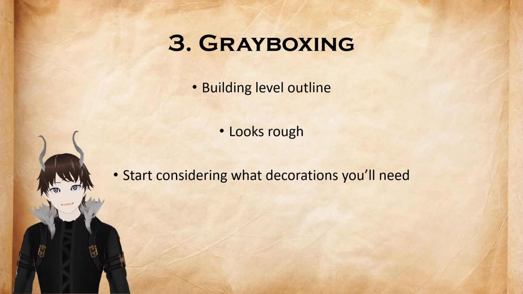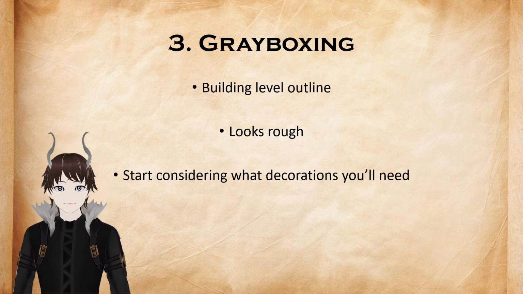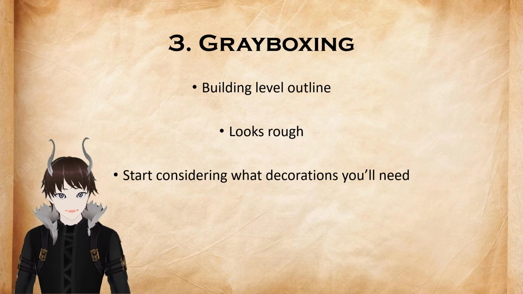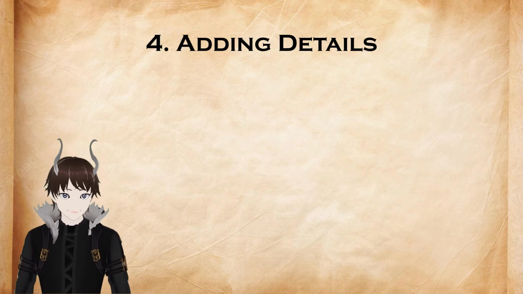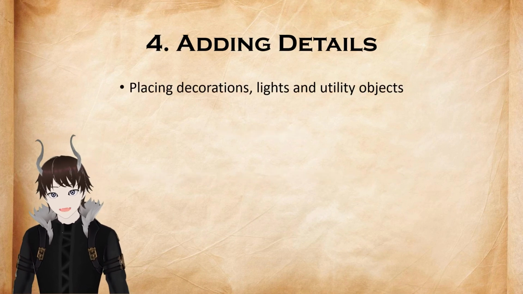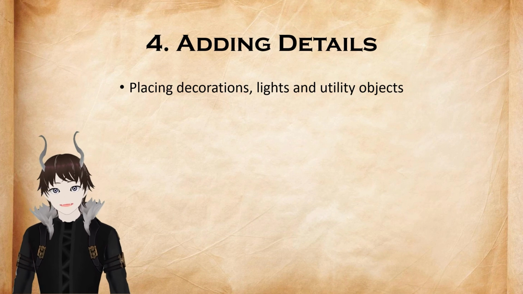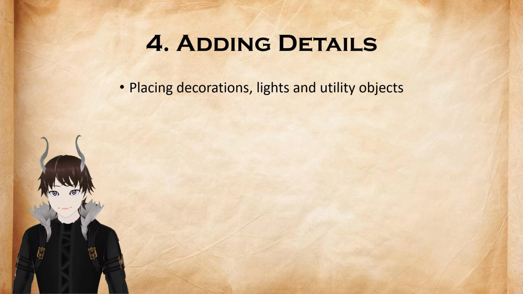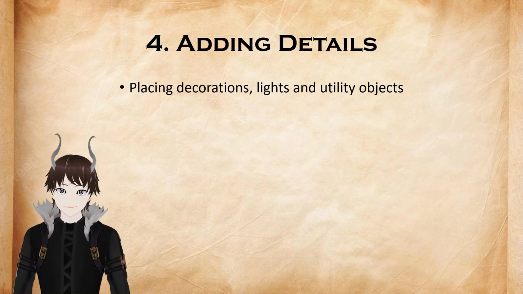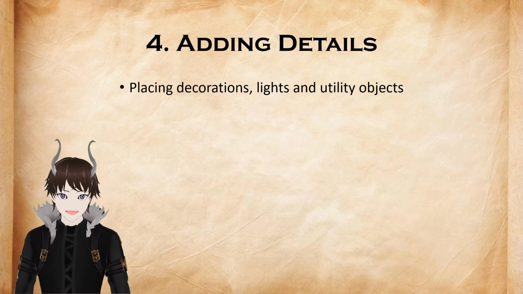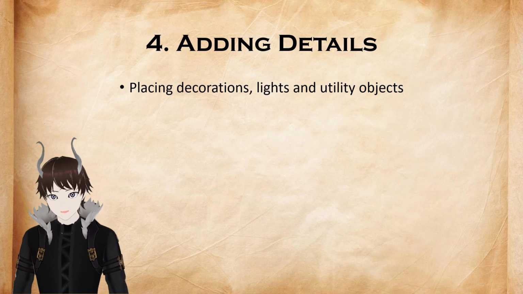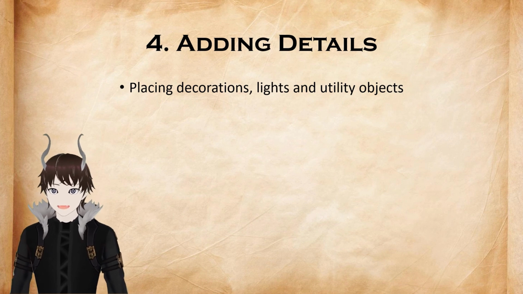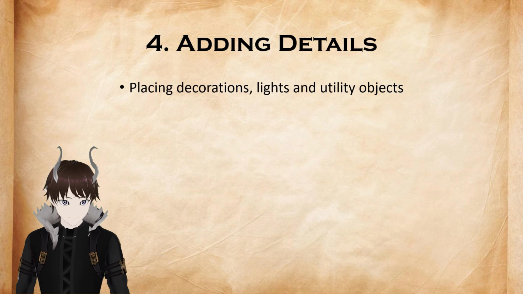If the path forward isn't obvious and might be missed, then you might need to do something in the next step, which is adding details. In this step, you start placing the decorations you prepared around the level, applying all the textures, and I also use this step to start placing down NPCs, checkpoints, save points, and interactable objects. I also fix any rough edges left from grayboxing, and add lighting and objects meant to guide the player.